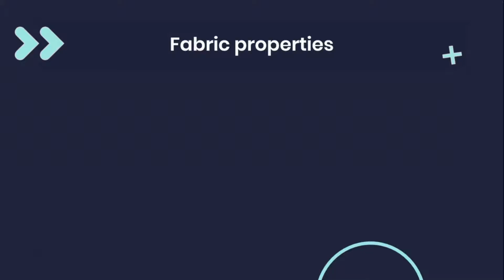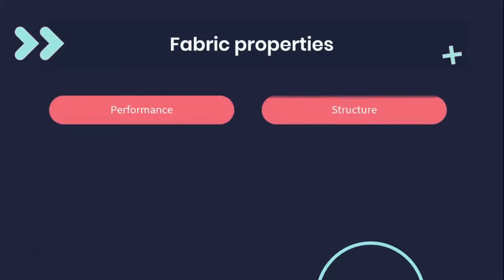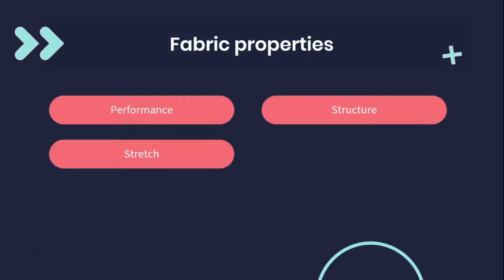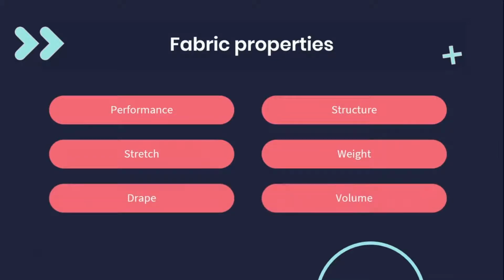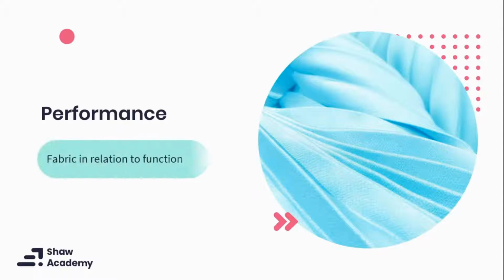The properties that you need to consider when designing and constructing a garment are performance, structure, stretch, weight, drape, and volume. So performance refers to the fabric in relation to its function. So am I making a bridal gown or am I making swimwear? Depending on the performance of the garment, it will influence the type of fabric you buy.